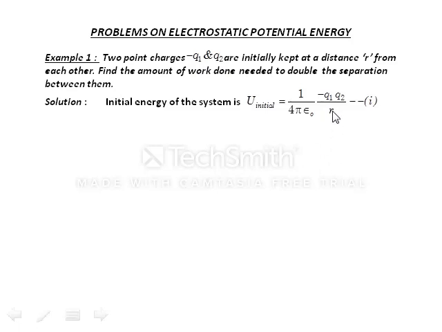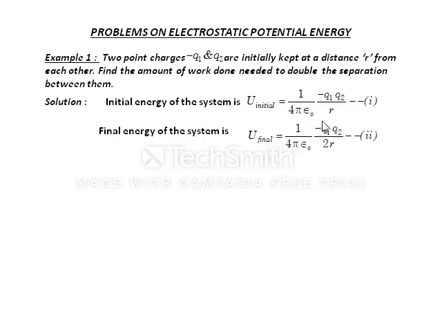Then finally this distance between them becomes 2r, they are pulled apart. So in the final state the energy of the system is this, U final, the same way. The only change is that r changes to 2r. Now work done is always given by final energy minus initial energy. So work done on the system means work done by the external agent. This is the formula: work done by external agent is final energy minus initial.